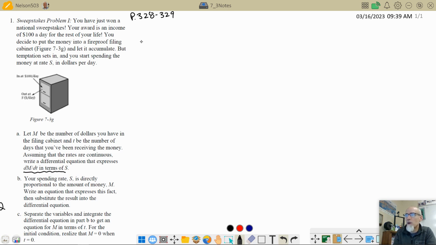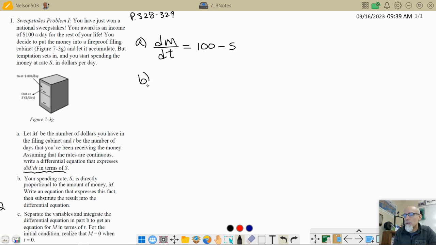Okay, so here's my part A's effort. The rate at which the amount of money in the filing cabinet is changing is $100 per day coming in, right? And we're spending at a rate of S per day. So if we just take 100 per day minus S per day, that's the rate at which the money's changing per day. It might feel uncomfortable because so far we haven't seen anything about directly proportional to and all that kind of stuff. That's coming in part B, okay?